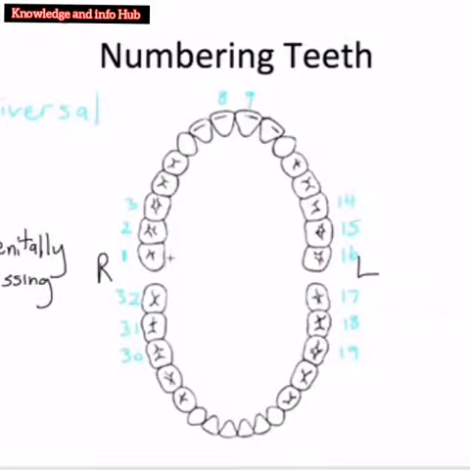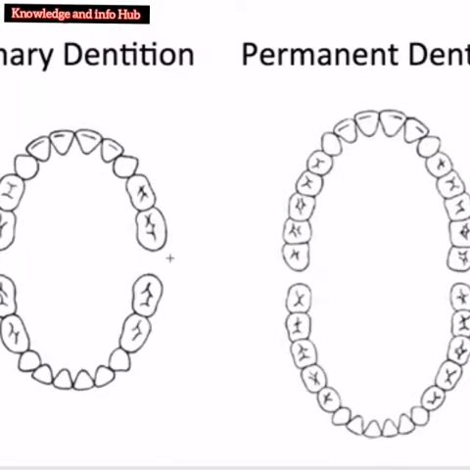All right. So that's the basics of the number system. There are other numbering systems out there, but just for the sake of this video, we'll stick with the universal system. So we have the permanent dentition is what we've been talking about thus far.